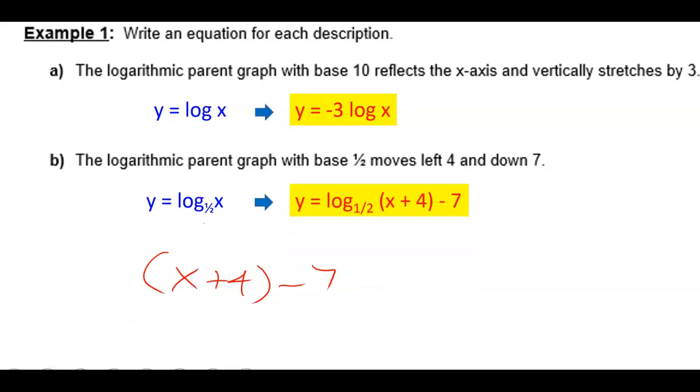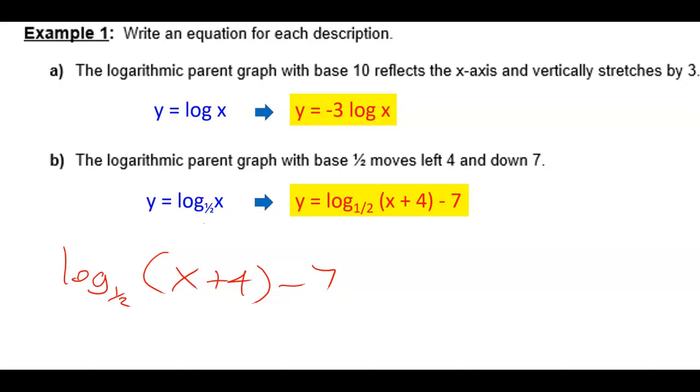So when we write the answer, that's what it's going to be. You're going to have that log base 1/2 of x plus 4 in parentheses means left 4, minus 7 means down 7. Okay?